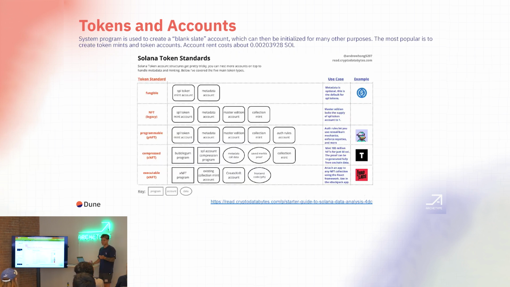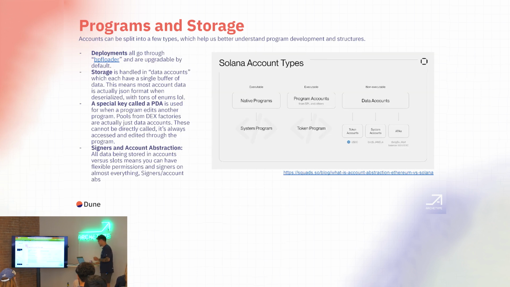It's not stored on the token mint, because the token mint is just the program with the code to execute. There's no storage slot. So you can think of this extra account as your storage slot. Again, it gets expensive. Deployments all go through the BPF loader.